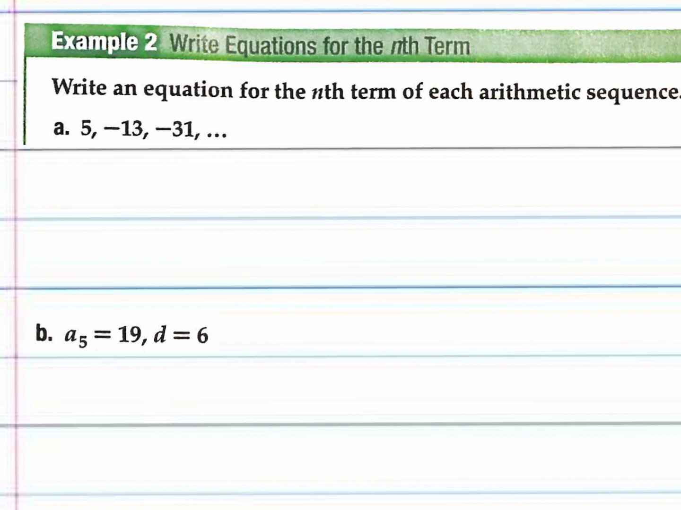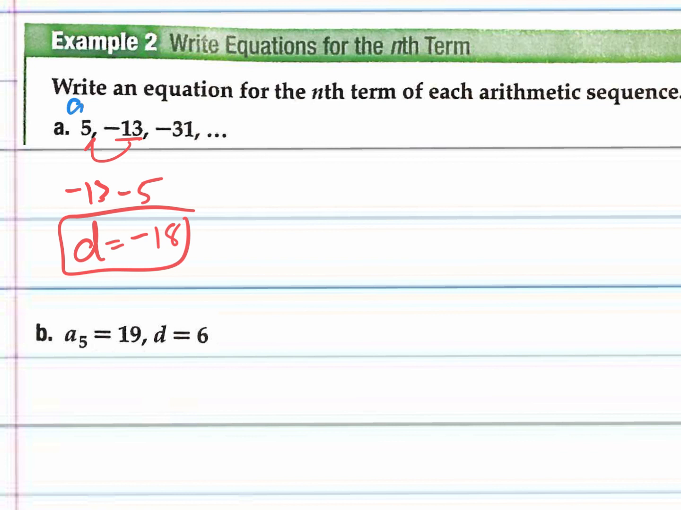-18, right? Some people try to subtract 13 and 5. What you got to do is pick a number and subtract the previous number from it. So if you did go -13 minus 5, common difference will be -18. Are you with me? So we found the common difference. We know a sub 1 is 5, and those are the only two things that you need to use this formula. What is the formula?